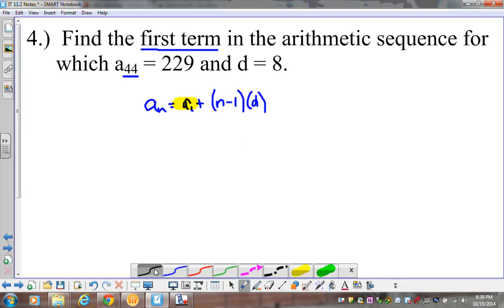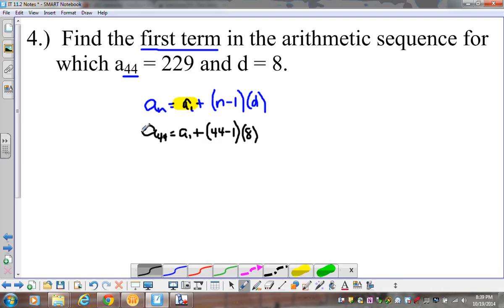so I want to use that to find my first term. They give me a sub 44, so we're going to use a sub 44 equals my first term, don't know it, going to find it, plus, now, because I'm using my 44th term, my n value here is going to be 44. And then my common difference is going to be 8.